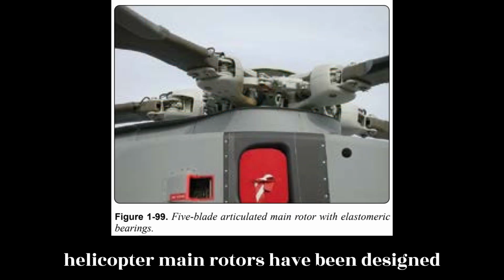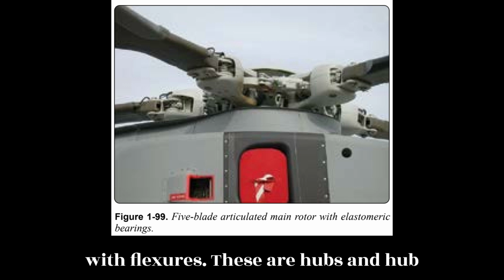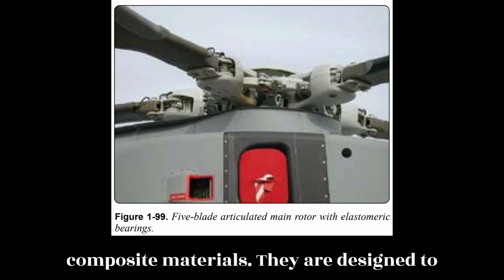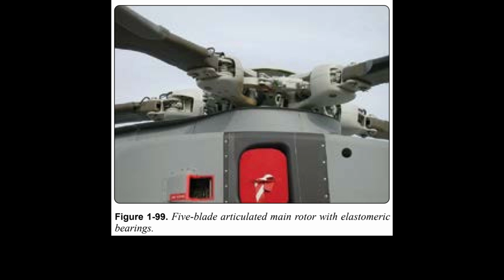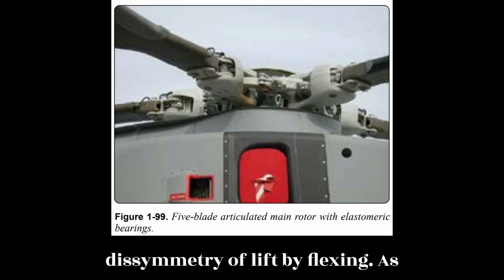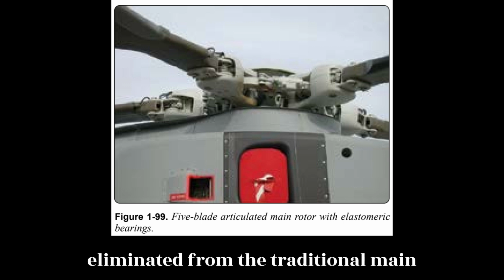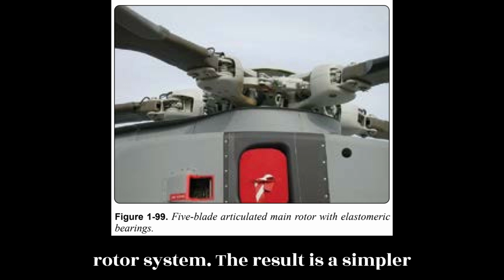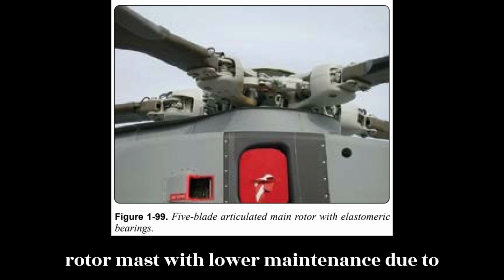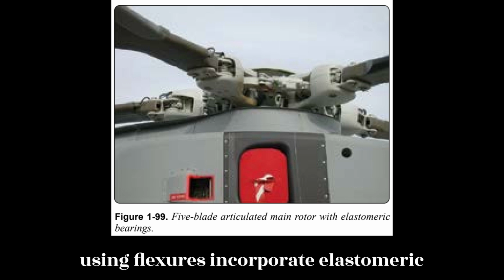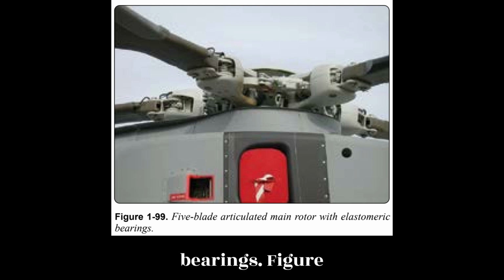Some modern helicopter main rotors have been designed with flexures. These are hubs and hub components that are made out of advanced composite materials. They are designed to take up the forces of blade hunting and dissymmetry of lift by flexing. As such, many hinges and bearings can be eliminated from the traditional main rotor system. The result is a simpler rotor mast with lower maintenance due to fewer moving parts. Often, designs using flexures incorporate elastomeric bearings.